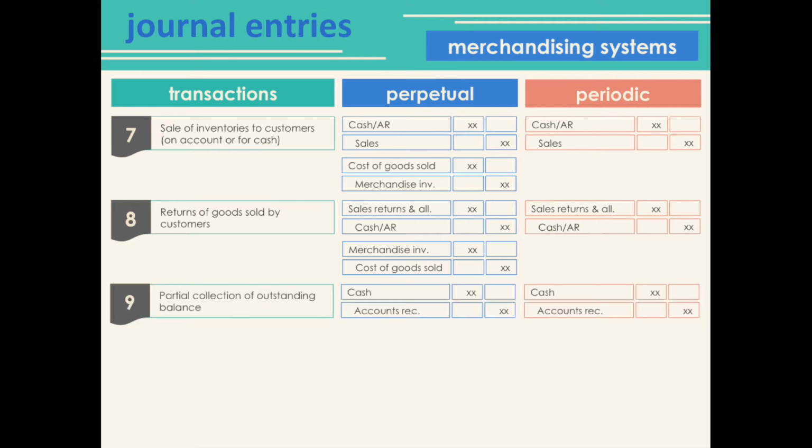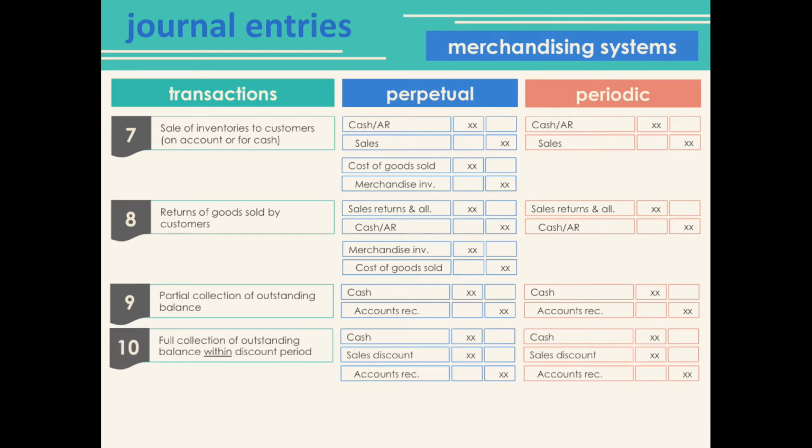9. Partial collection of outstanding balance. This is similar with how we journalized collection in the previous video. We simply make a debit to cash and credit accounts receivable. 10. Full collection of outstanding balance within the discount period. Since there is a collection, we debit cash and credit accounts receivable. But here, the customer is entitled to a discount, so we also need to record sales discount. We make a debit to sales discount since this reduces the company's sales.